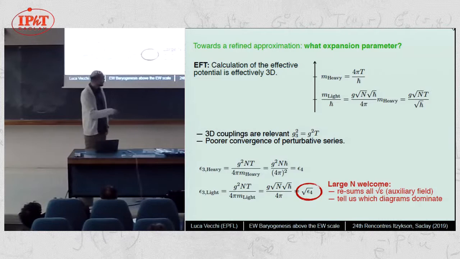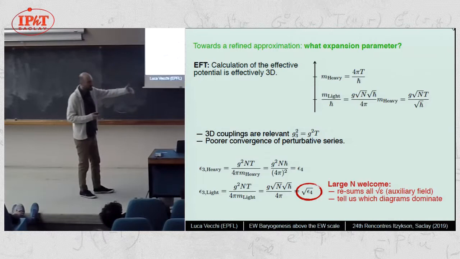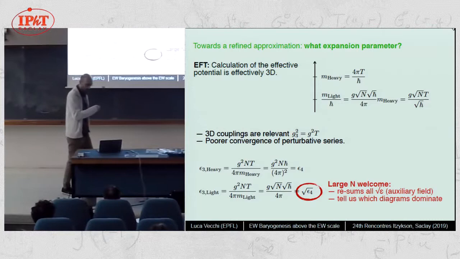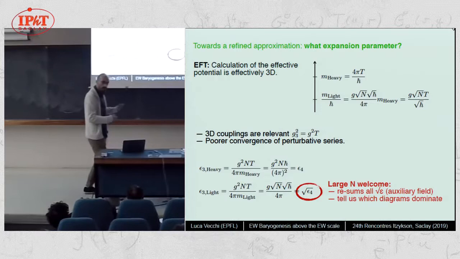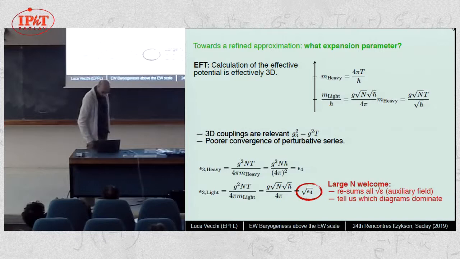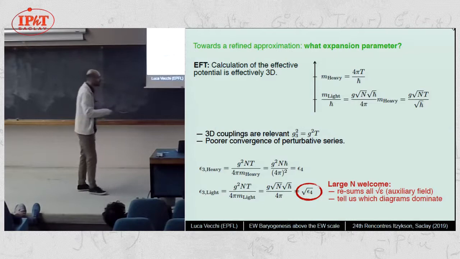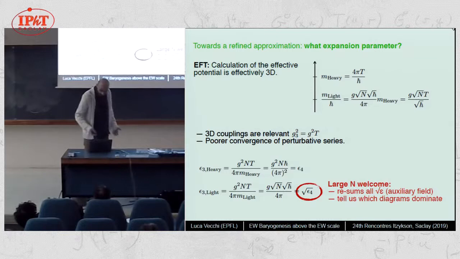So what we decided to do was to take advantage of the fact that there is a limit in which N is large, and use a large N expansion. The large N expansion is completely safe, because it's an expansion in a dimensionless parameter. The same rules that apply at T equals 0 apply at finite temperature, so the topology of diagrams does not change. We use the large N expansion to resum all these large corrections of the square root of epsilon, using an auxiliary field method. Usually at finite temperature, people start using more or less ad hoc resummation techniques. This is completely safe.